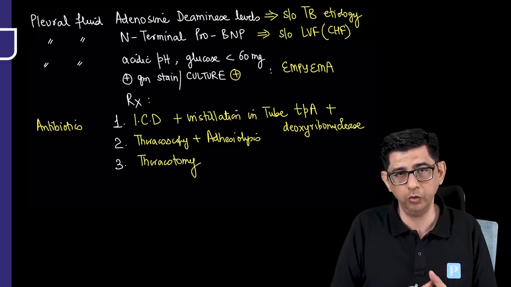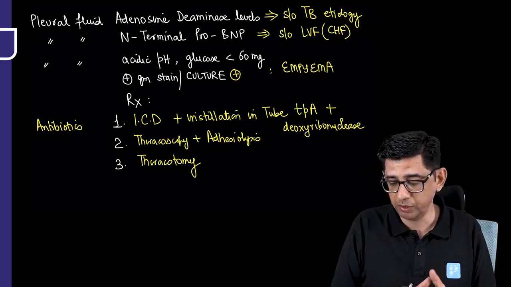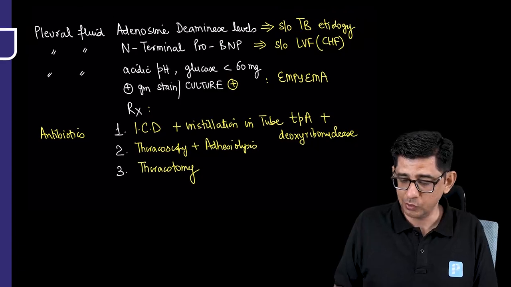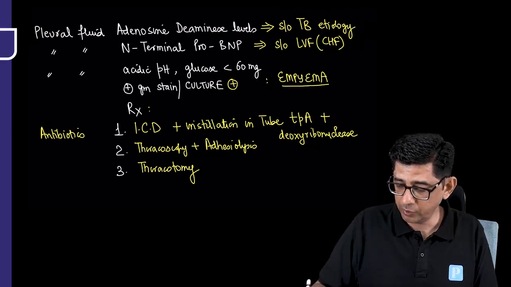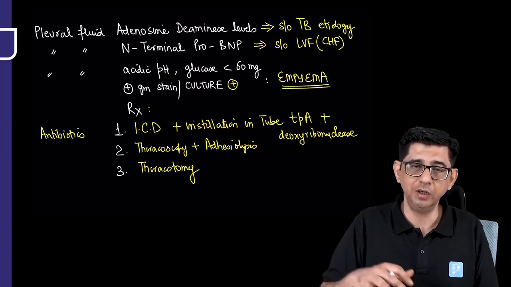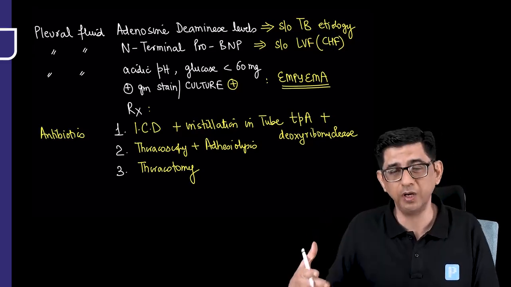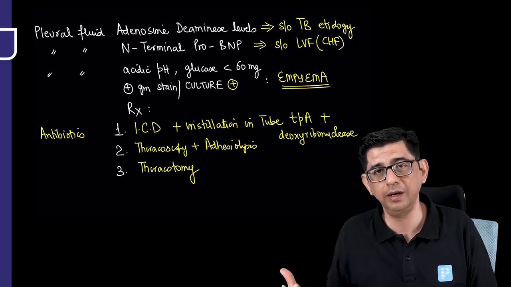So you might have to, in the later part of the illness, go in for a thoracotomy in these patients also. So per se, I can say empyema is a complication of a pneumonia. Had antibiotics been started at an appropriate time in appropriate dosages, the kind of deterioration that I've described at the moment could have been prevented.